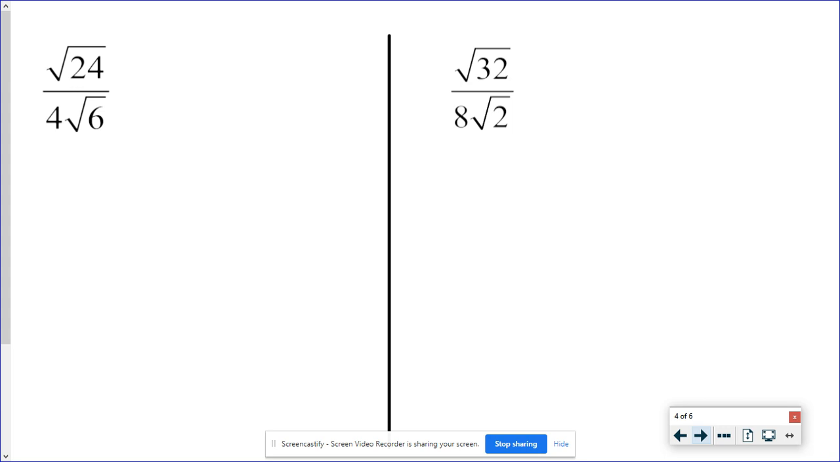Here, again, please don't think that you can just say, oh, well, 4 times 6 is 24, so that cancels that out. Because it doesn't. The 4 is not in a square root sign. It's not in a radical.